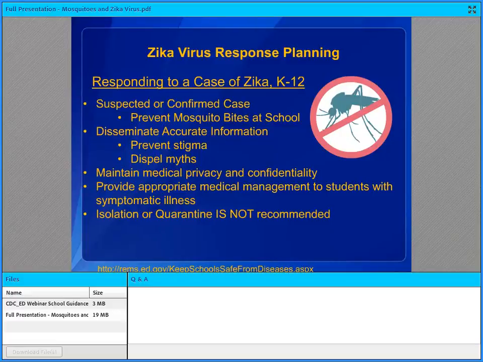Provide appropriate medical management for students that are symptomatic, but isolation and quarantine is not recommended or really necessary for someone carrying the Zika virus.